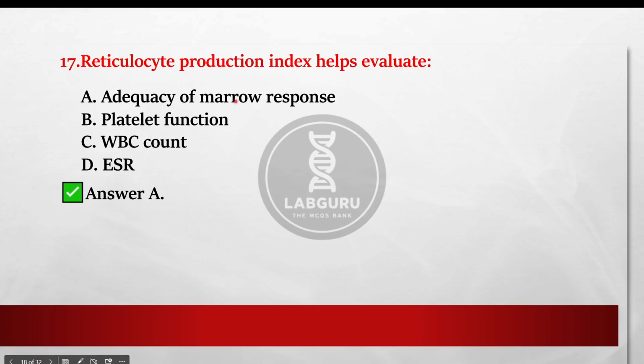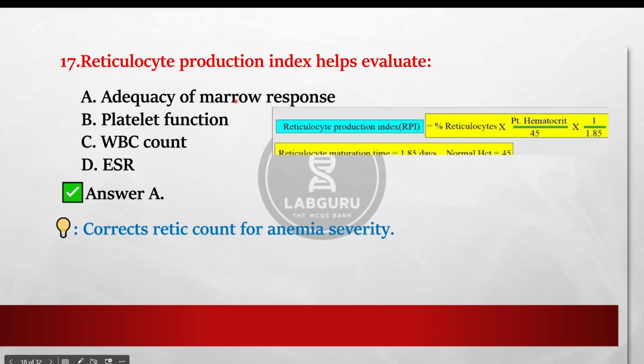Okay, and we can calculate it by using the formula: reticulocyte production index, RPI, equals percentage of reticulocytes multiplied by the patient hematocrit divided by 45. 45 is a normal hematocrit, and multiplied by 1 by 1.85. Here 1.85 is the reticulocyte maturation time. Okay, by using this formula we can get our RPI value, and according to this we can distinguish between the healthy active response and inadequate marrow response.